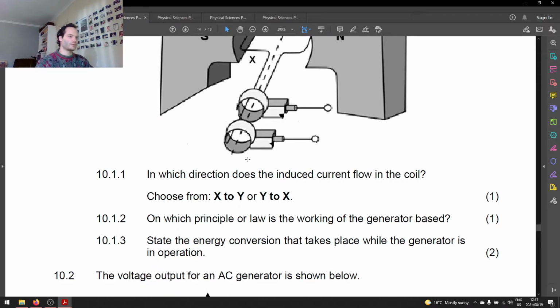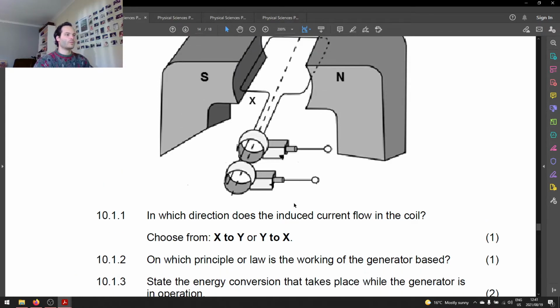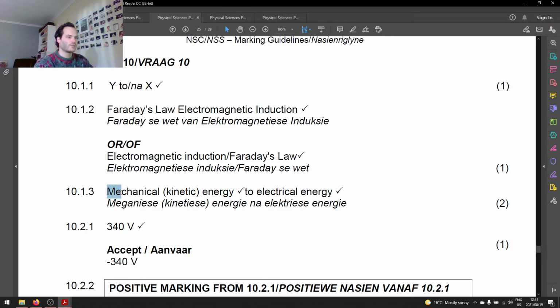And then in 10.1.3, state the energy conversion that takes place while the generator is in operation. We are spinning the generator, so we're putting in mechanical energy and we're getting out electrical energy. So for 2 marks there, very easy. It's mechanical energy to electrical energy. All right, I hope that that's clear to everyone.